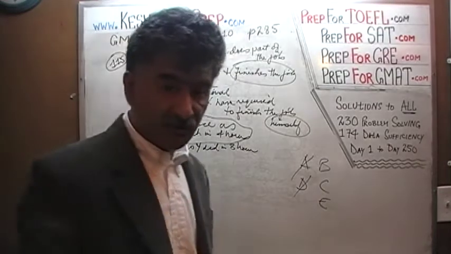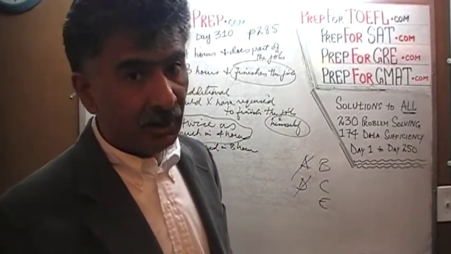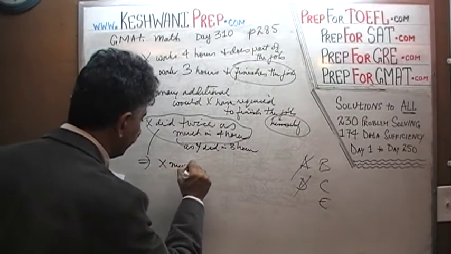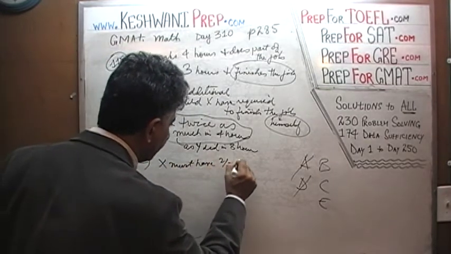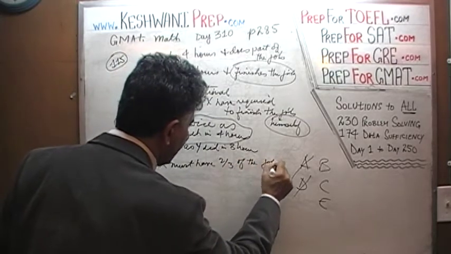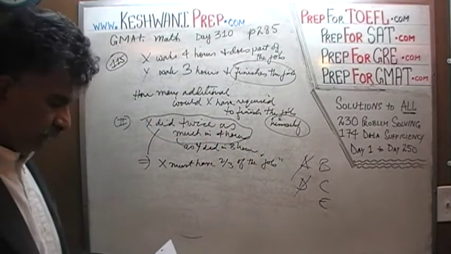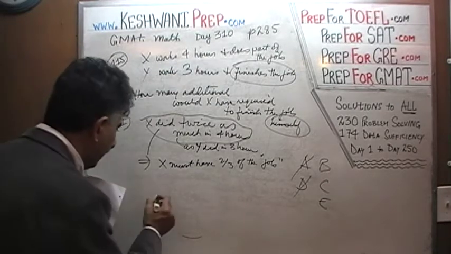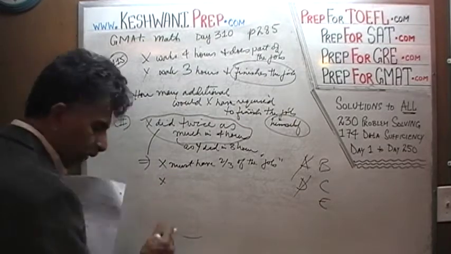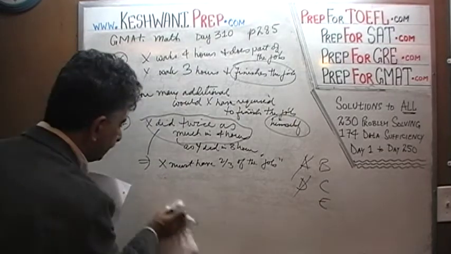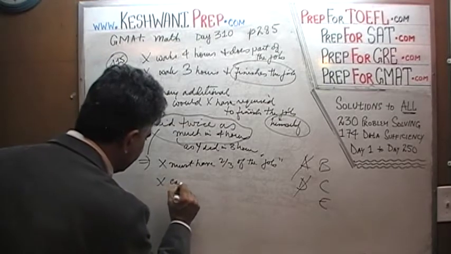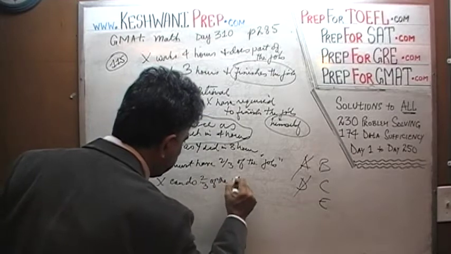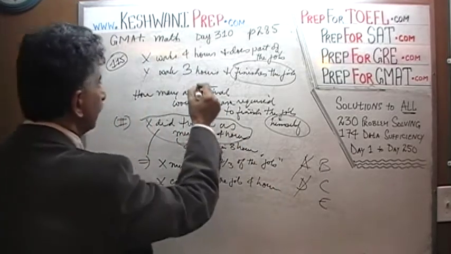Well, if X did twice as much work in 4 hours as Y did in 3 hours, this tells us that X must have done two-thirds of the job. He must have done two-thirds of the job, and Y must have done a third of the job. Therefore, now we know that X did two-thirds of the job in 4 hours. We are told he took 4 hours.